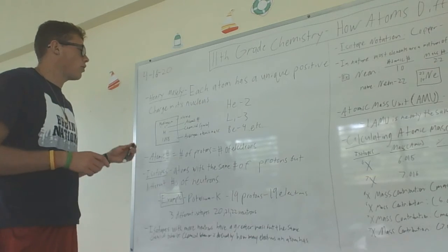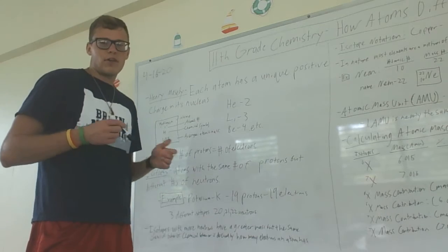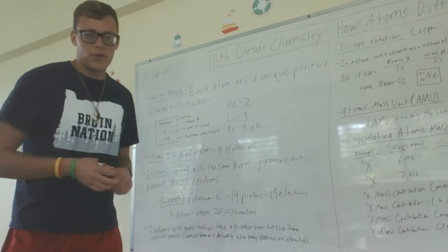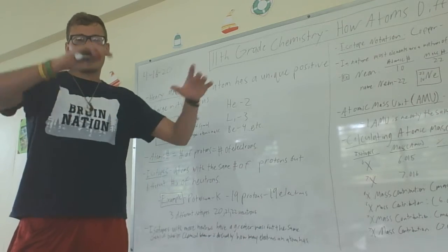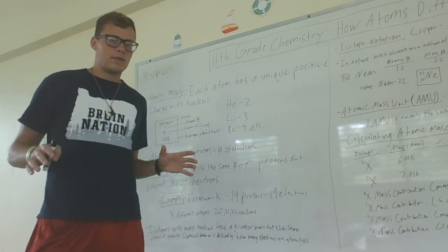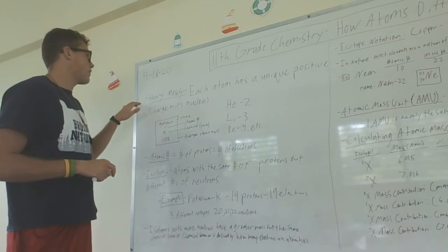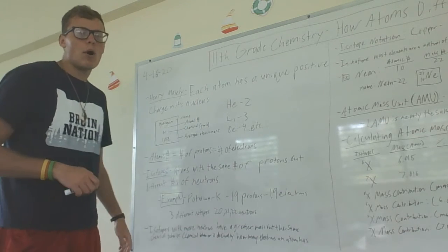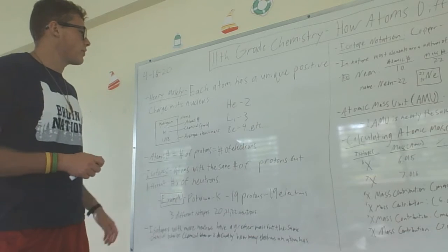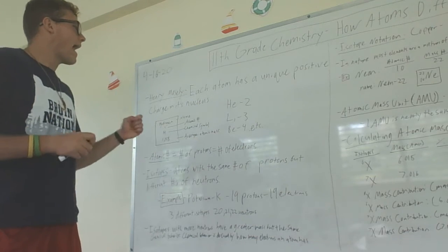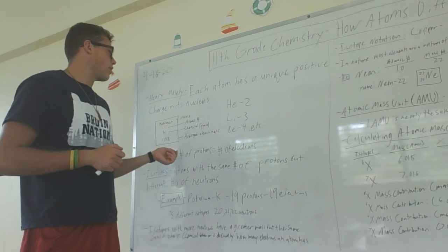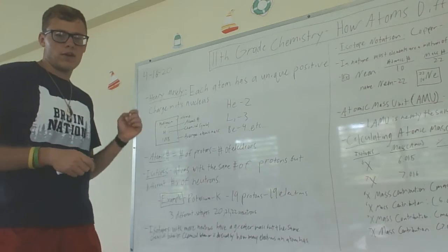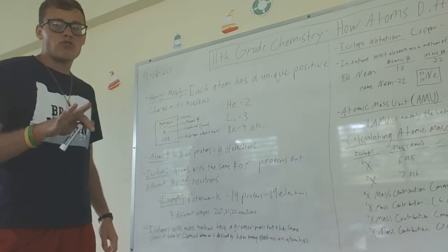Okay, so we left off last week, right? We knew that the nucleus had protons and neutrons, and the electrons were moving around, right? So now this guy came along, Henry Moseley, and Moseley figured out that each atom has a unique number of protons in the nucleus, a unique charge in the nucleus, which you guys know.